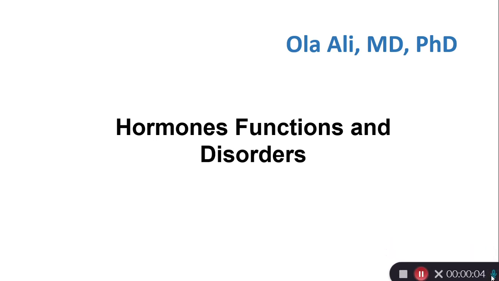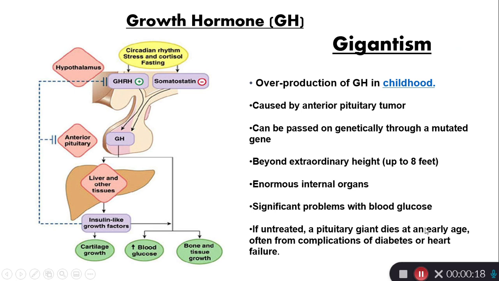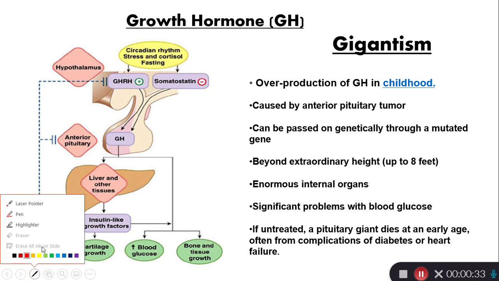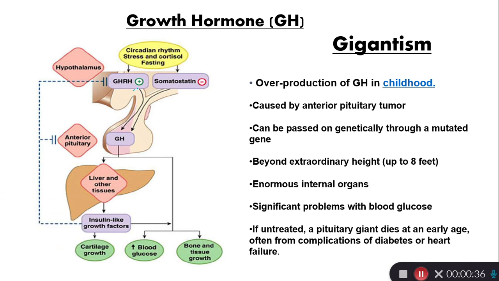Welcome to part 4 of the endocrine physiology, and here we will talk about hormones, functions, and some hormonal disorders. Let's start with the pituitary gland and the growth hormone. Remember that the growth hormone is secreted by the pituitary gland after being stimulated by the hypothalamic growth hormone releasing hormone.